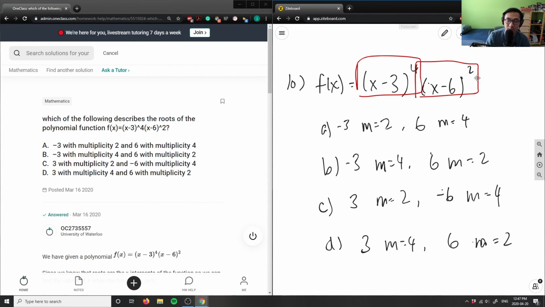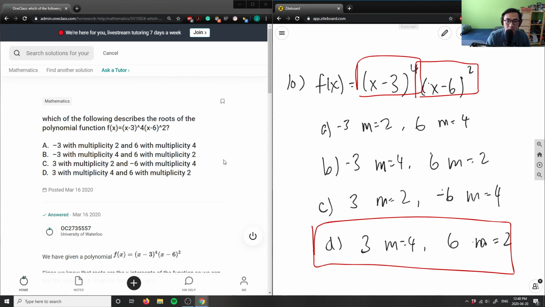And if I separate out (x minus 6) squared, if I set this to 0, my x-intercept is obviously positive 6, and the multiplicity here is 2, right? It's squared. So you can think of these as separate functions, but when we combine them together, you get a function that's a lot weirder, right? You have 4 plus 2, so the polynomial is of order 6. In this polynomial, my roots are a quartic-looking multiplicity at 3, and a quadratic multiplicity at 6. So D here is my correct answer.